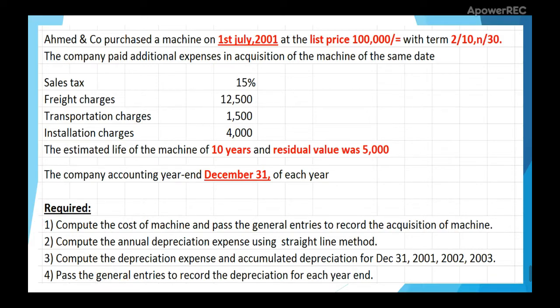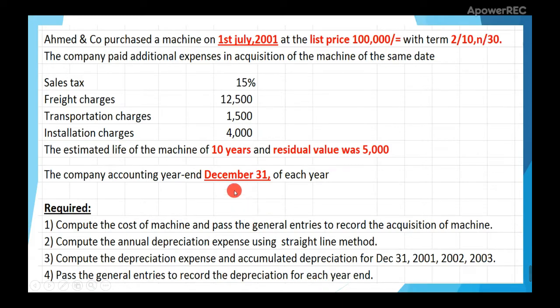Our first requirement is to find the cost of the machine and pass the journal entries. Our second requirement is to compute the annual depreciation expense using the straight line method. It means we will solve this question with the help of the straight line method, right? Our third requirement is to compute the depreciation expense and accumulated depreciation for 3 years, meaning 2001, 2002 and 2003. And our last requirement is journal entries for depreciation expense for each year.